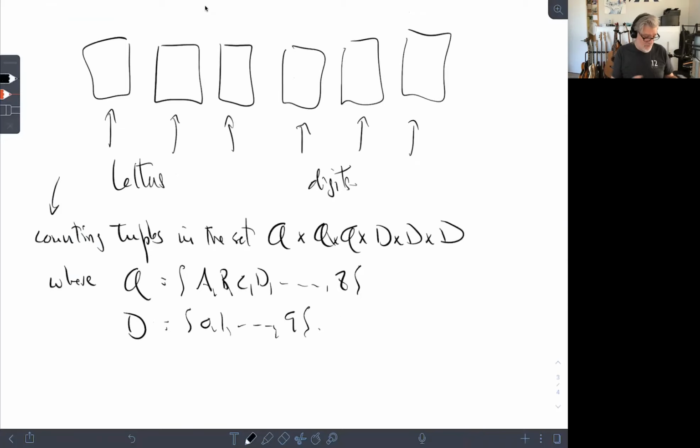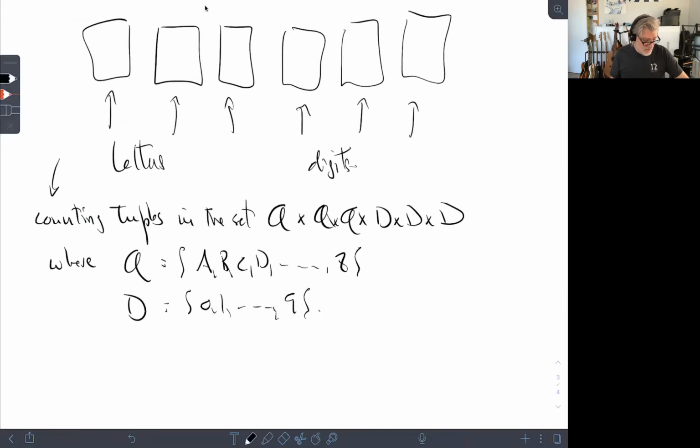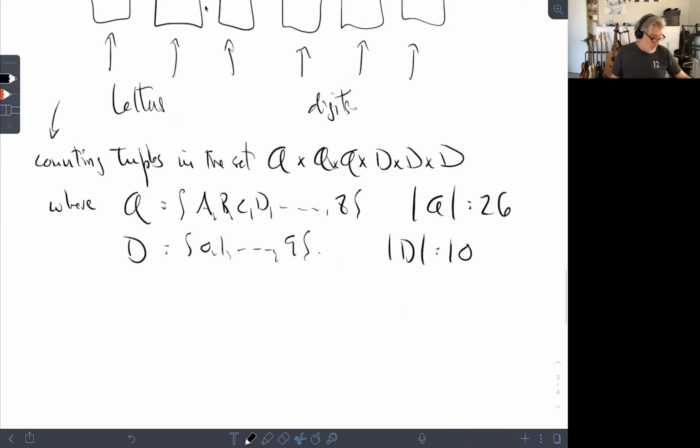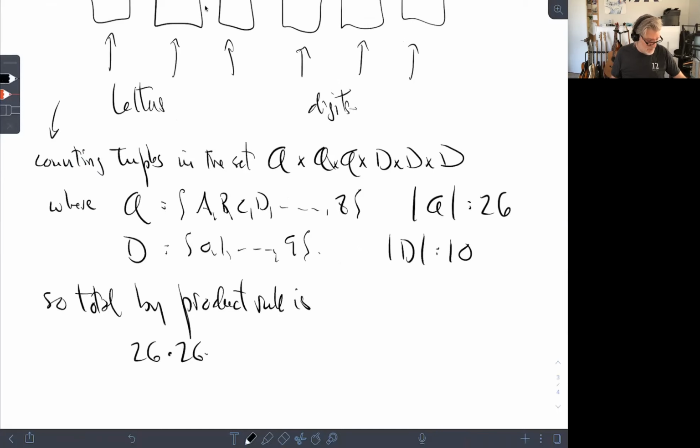And the product rule tells me that the total number will be simply the product of the cardinality of these sets. Clearly, this set has 26 letters. If you didn't know, now you know. And the digits, there are 10 of them, right? And so the total by the product rule is 26 times 26 times 26 times 10 times 10 times 10. And if you're interested, this is actually not that much, 17,576,000.